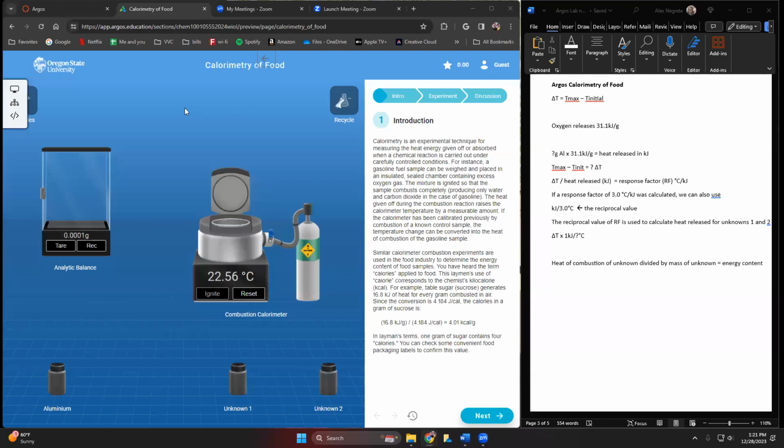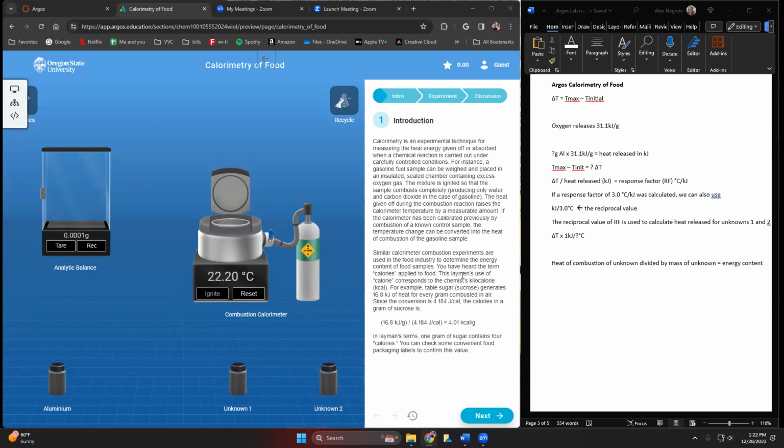All right, so this is for the Argos Lab, calorimetry of food, where we talk about heat, right? We talk about heat in Unit 1. We're not going to be using the formula: heat is equal to mass times specific heat times the change in temperature. We're going to use some change in temperatures, but there's something we call the response factor that we're going to be using to help us calculate heat, which is just a little bit easier for the lab.